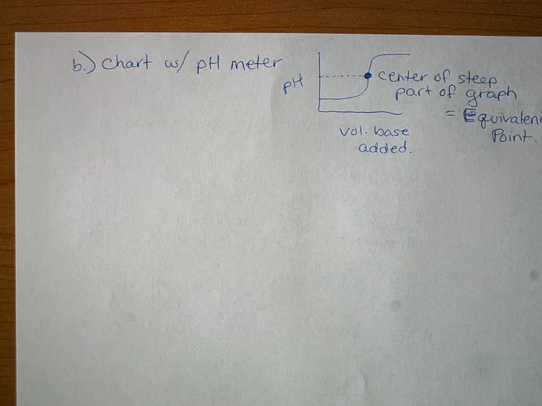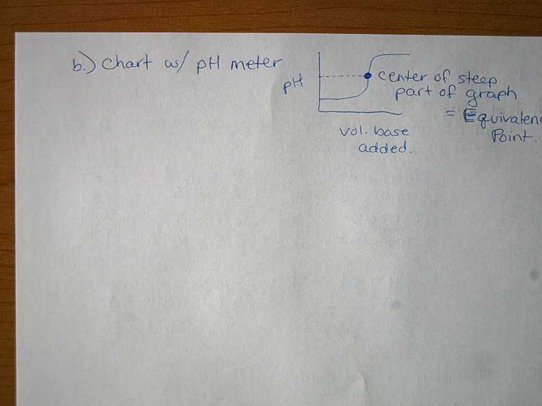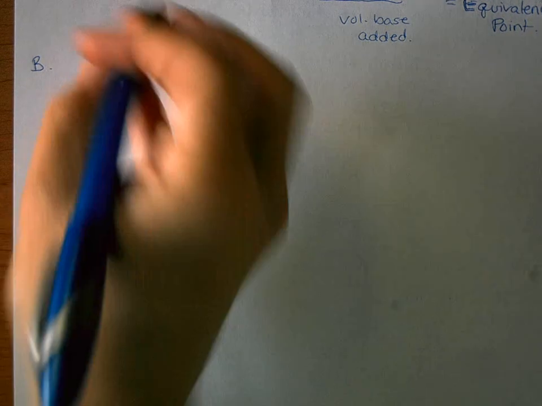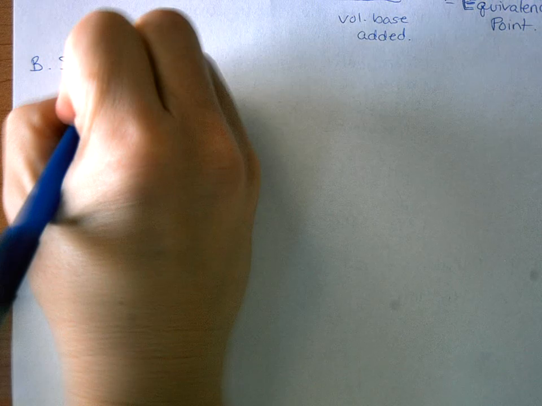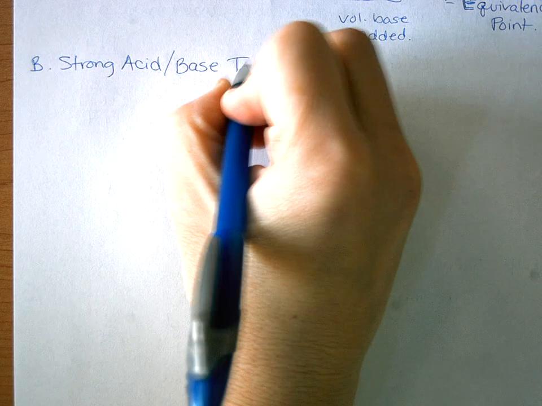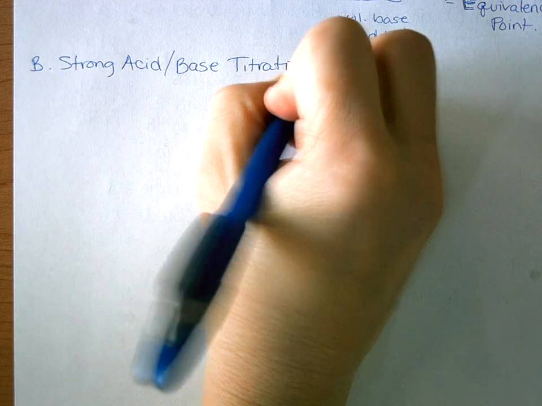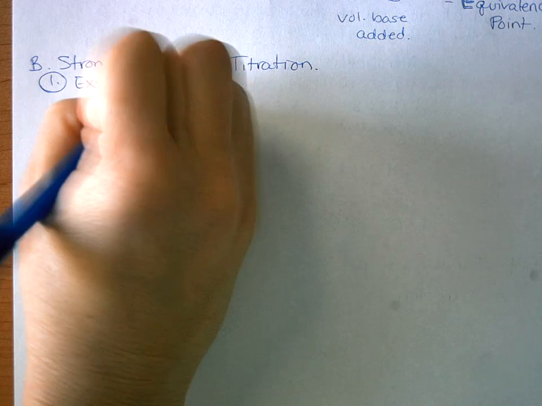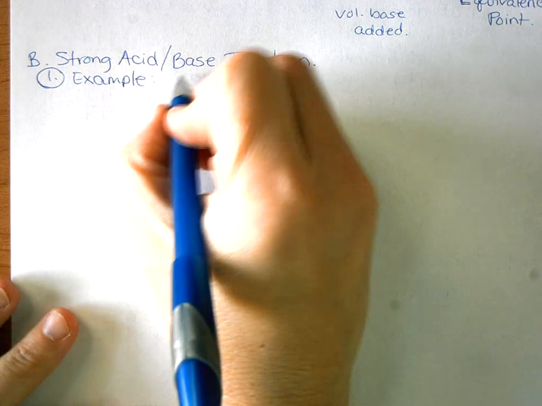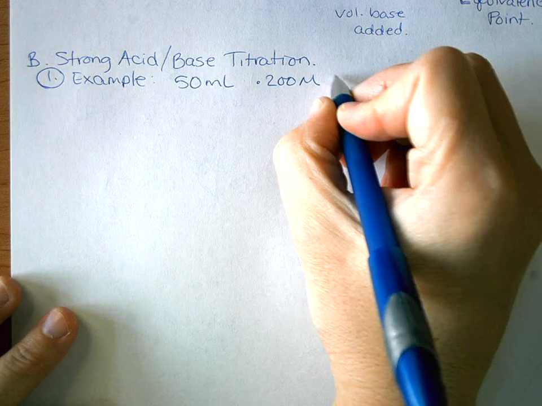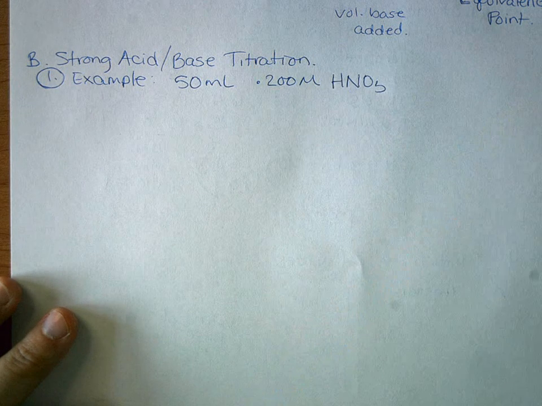Okay, so let's do a simple titration calculation here. So we'll call this strong acid base titration. I'm just going to do an example and then we'll draw the graphs. Okay, let's say that we've got 50 milliliters of 0.20 molar nitric acid.